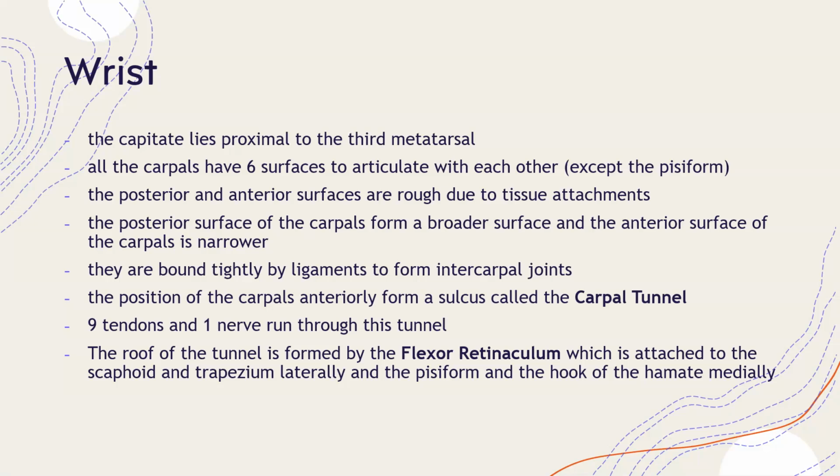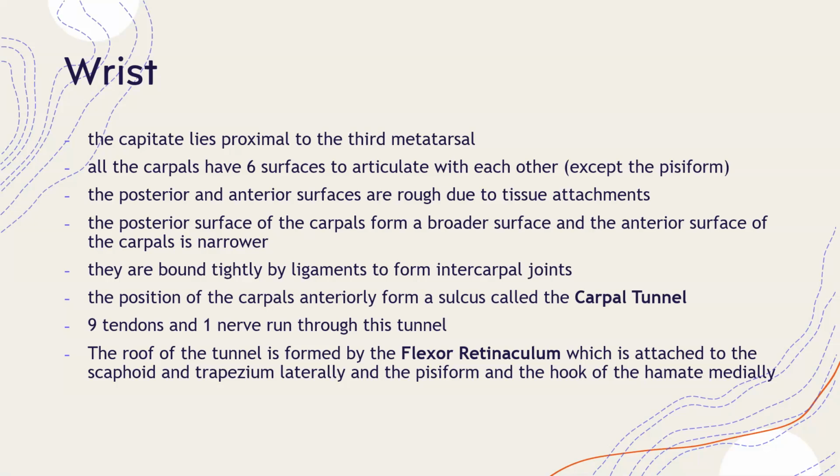The position of the carpals anteriorly forms, as I said, this concavity. This sulcus is formed by the anterior surface, and it is known as the carpal tunnel. We'll get into that a bit later. But understand that within this carpal tunnel, this sulcus created by the anterior position of the carpals, you have 9 tendons and 1 nerve that run through that tunnel.